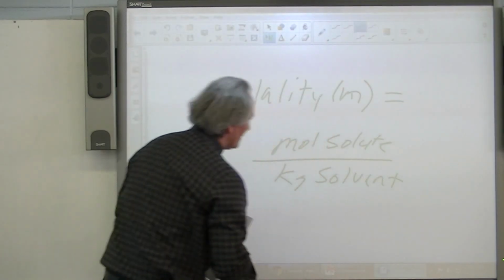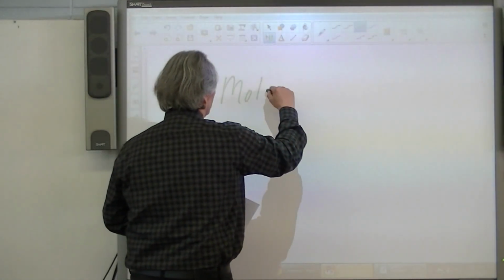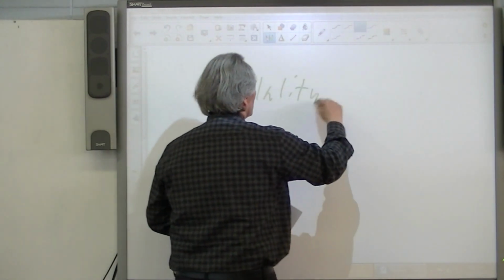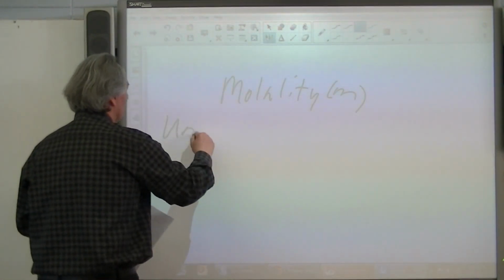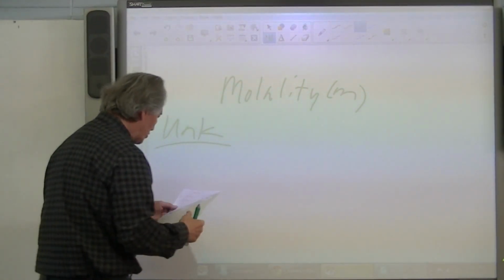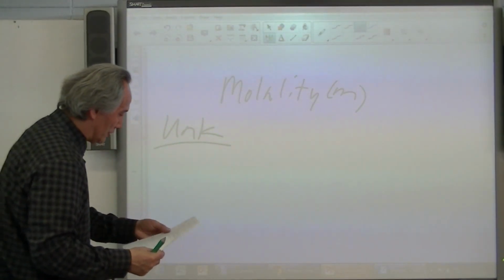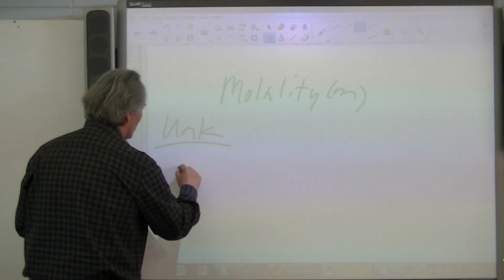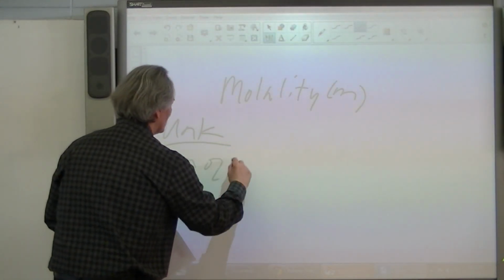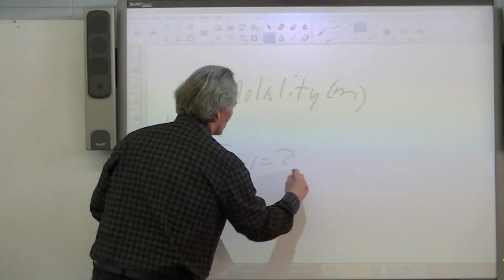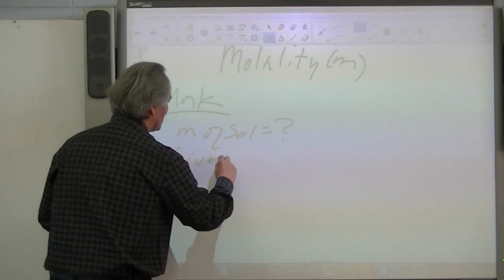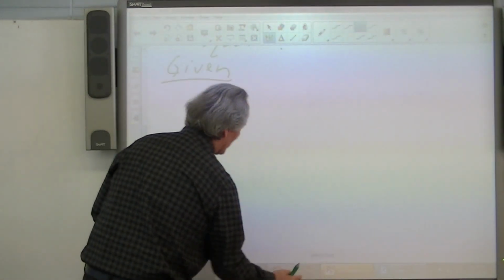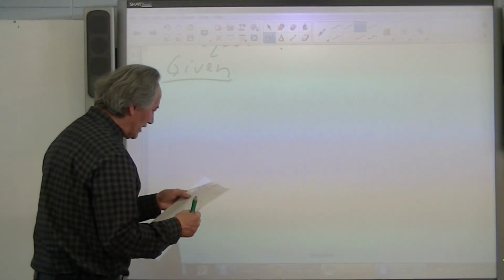Okay. Again, this is a molality problem that we're solving. Well, let's identify what our unknown is. The unknown was conventionally solving for the molality of the solution. So we are solving for little m of the solution. That's our unknown. Okay. Let's identify the given information that was provided for us in our problem as we read it.